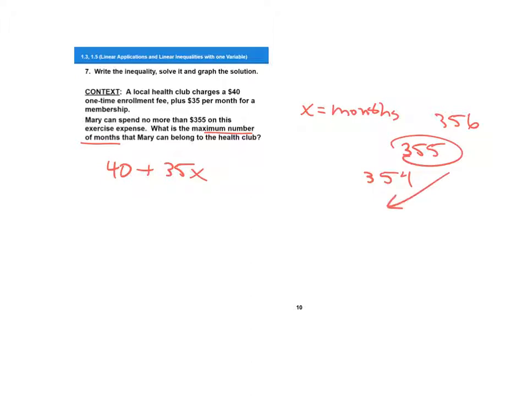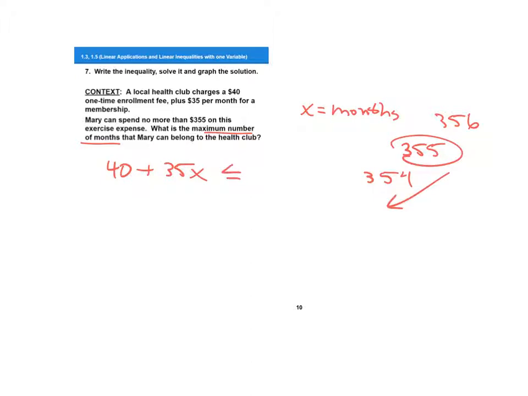So next we'll look at some linear inequalities and intervals on the number line. So in context, we have a local club that charges $40, a one-time fee, plus $35 per month for a membership. So we don't know how many months. What's the maximum number of months she can belong to the health club? She can spend no more than $355. So I can't spend $356, but I can spend $355 and I can spend $354. So I'm looking at everything below.